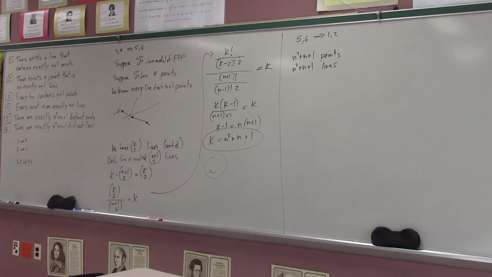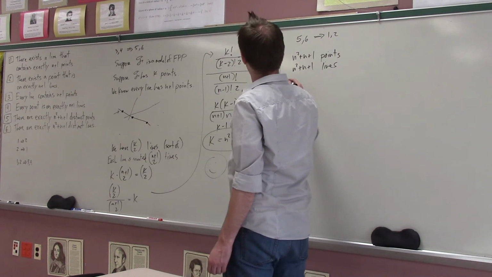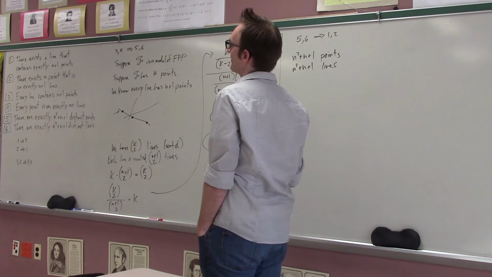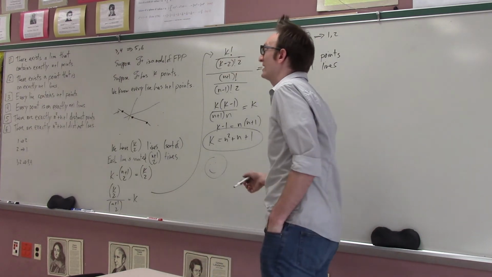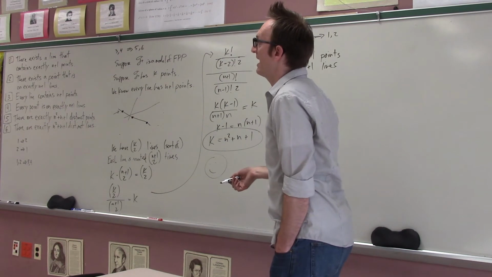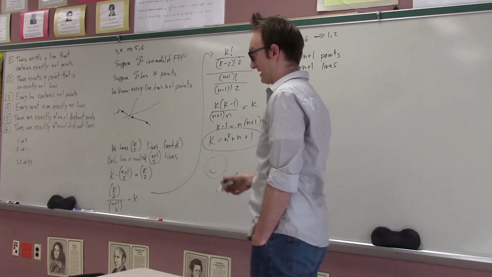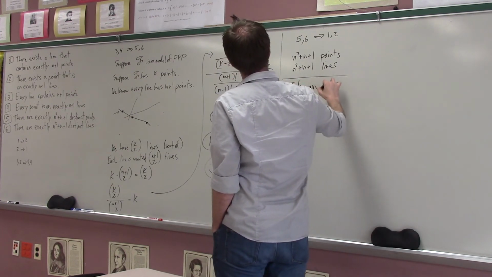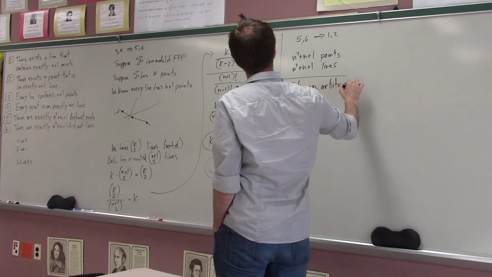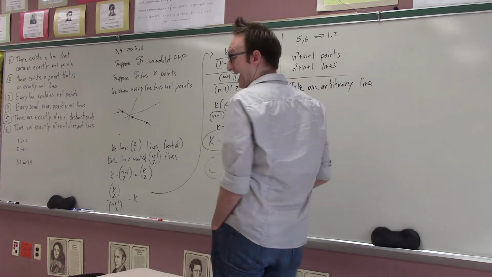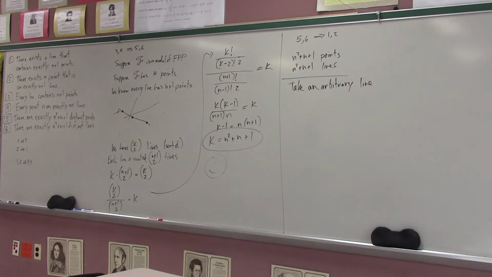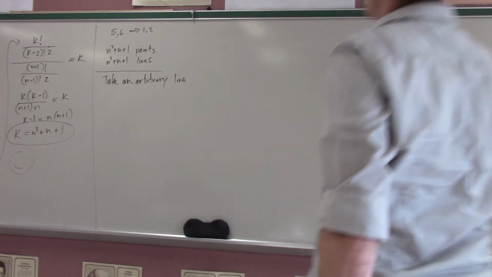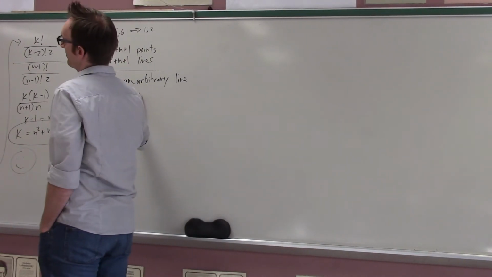Okay, so how can I do this? Well, take a line, and we want to show that there is a line with exactly n plus 1 points. In fact, I can just prove that every line has n plus 1 points, and that will show that there exists one that has it. So take an arbitrary line, and I want to show that this arbitrary line has n plus 1 points on it. Well, suppose instead of having n plus 1 points, suppose it has m plus 1 points instead.